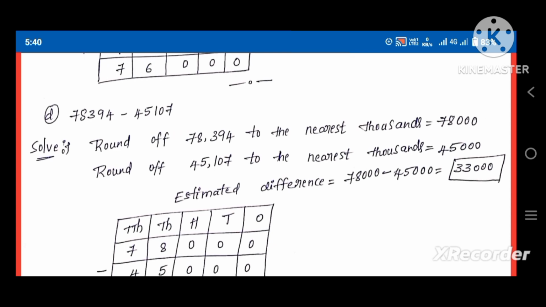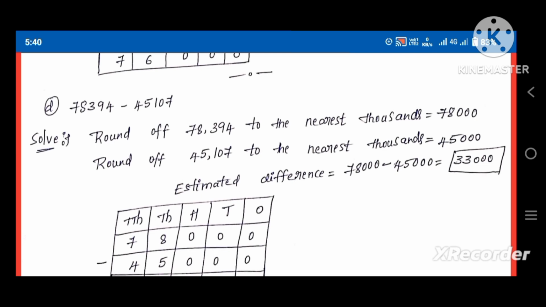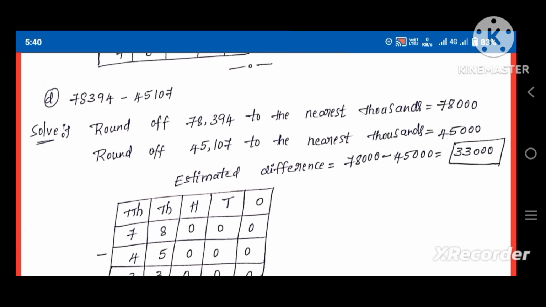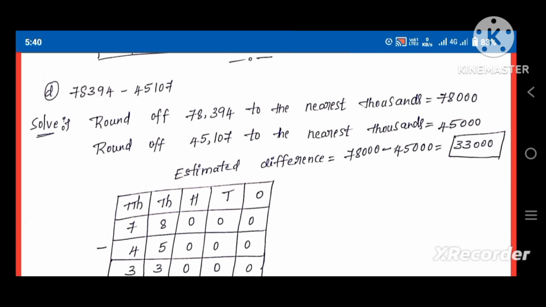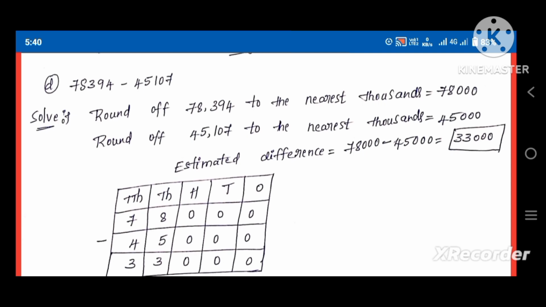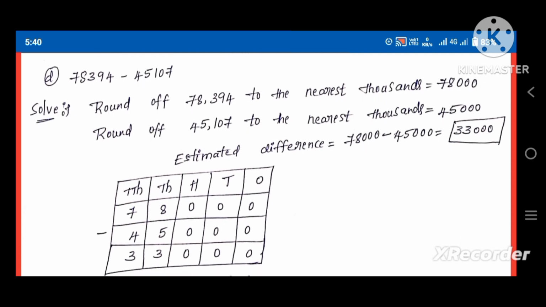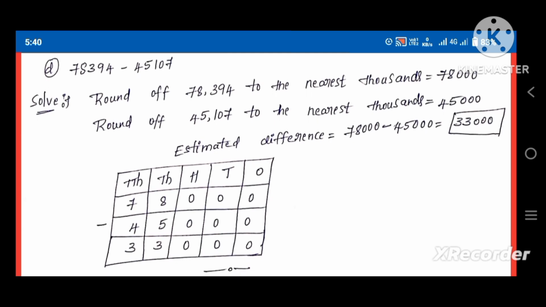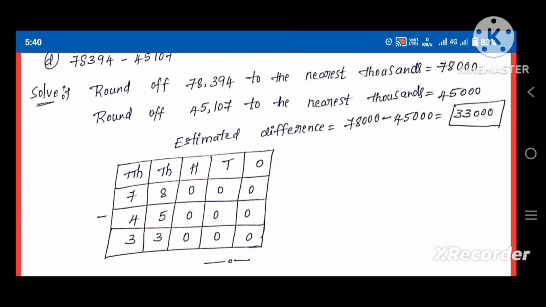Question number D. 78,394 minus 45,107. Solve. Round off 78,394 to the nearest thousands is equal to 78,000. Round off 45,107 to the nearest thousands is equal to 45,000. Estimated difference is equal to 78,000 minus 45,000 is equal to 33,000.